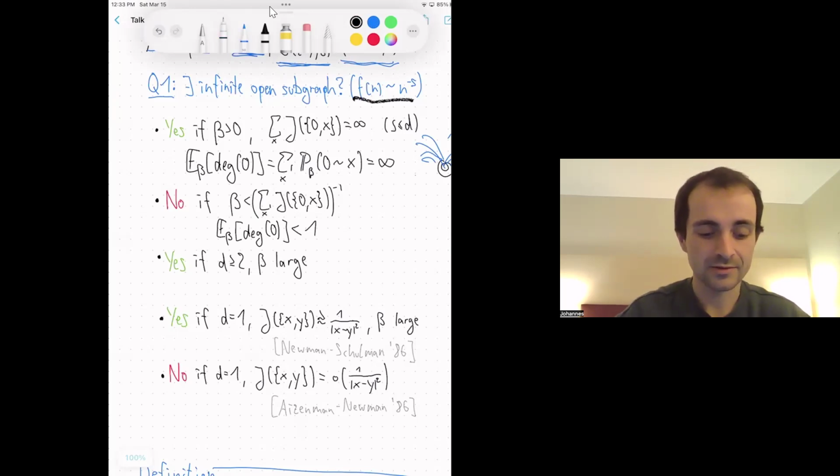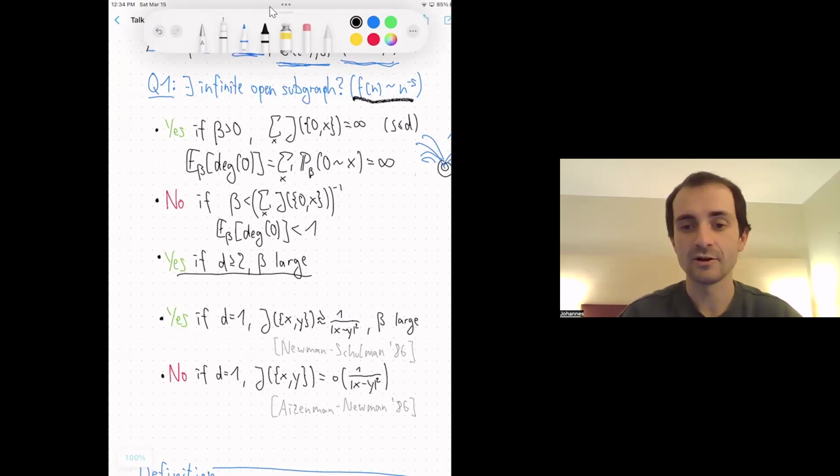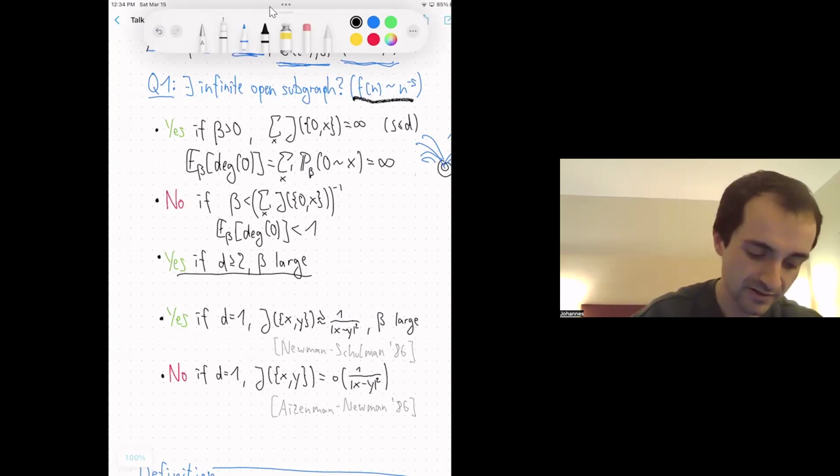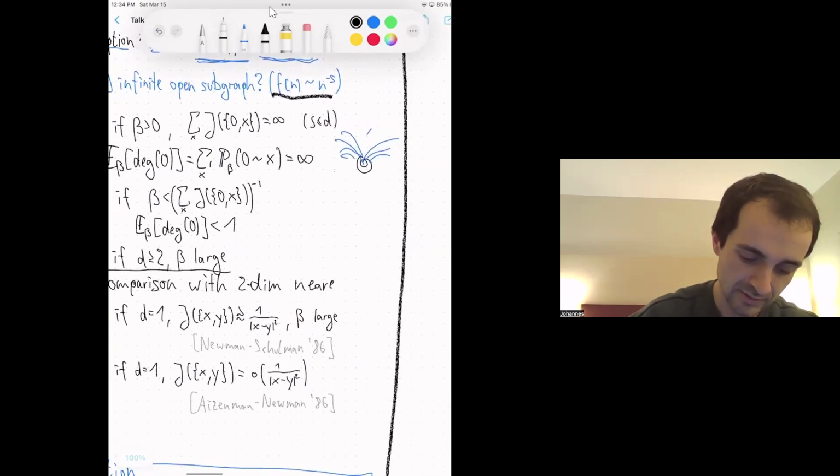On the other hand, there is an infinite open cluster if the dimension is 2 or higher and beta is large enough. That's just because if the dimension is 2 or higher and beta is large enough, at some point you will upper dominate nearest neighbor percolation in 2 dimensions. And you know, for percolation in 2 dimensions, there is an infinite open cluster when the inclusion probability of edges is high enough. So this here is a comparison with 2-dimensional nearest neighbor percolation.